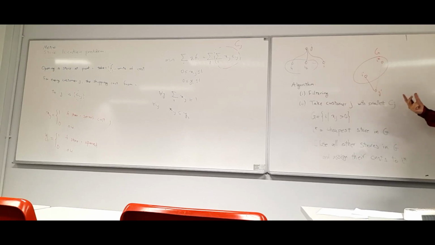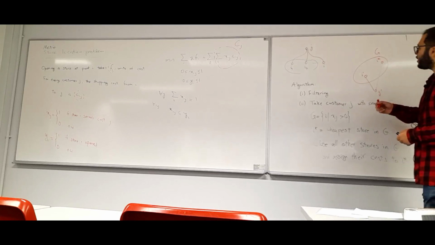You see, here is where I want to use my metric. I want to say that I star and I prime are kind of close to each other. So it doesn't matter that instead of going to I prime, it's going to I star. It will still give me a constant approximation ratio. Now, how do I say that?